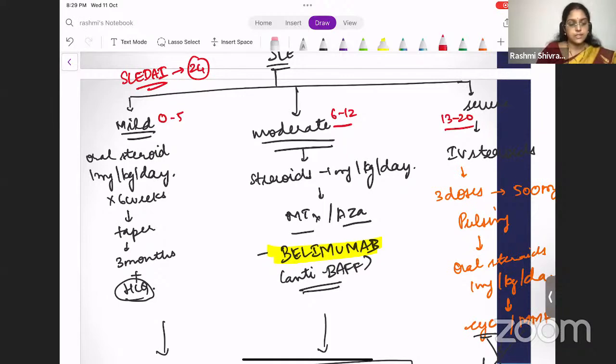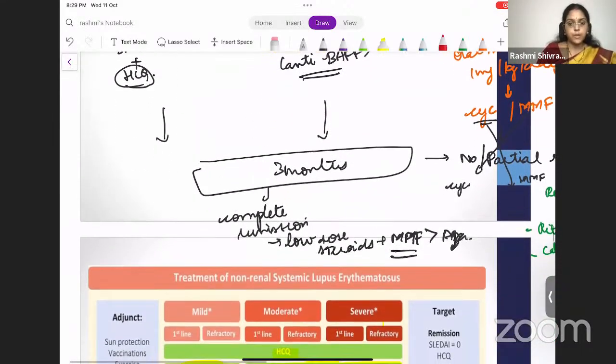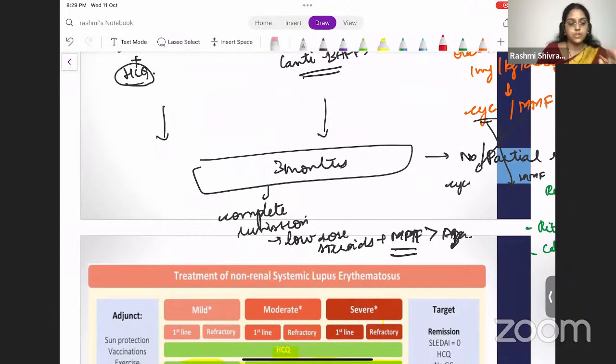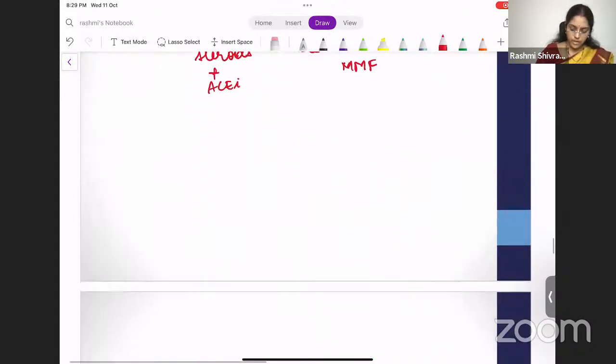Once you treat, the drop in the score should be between 3 to 7. If 3 to 7 points reduce, then it means there is a significant clinical improvement. Right?